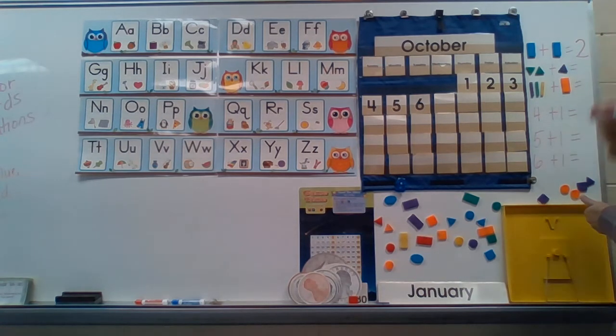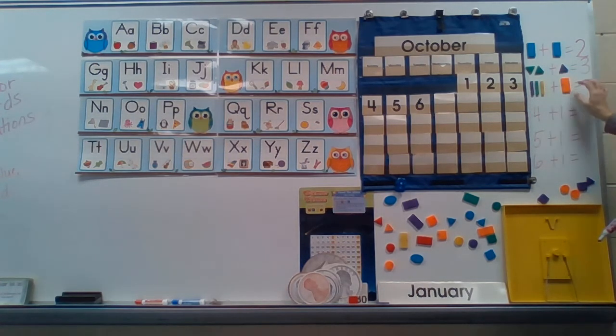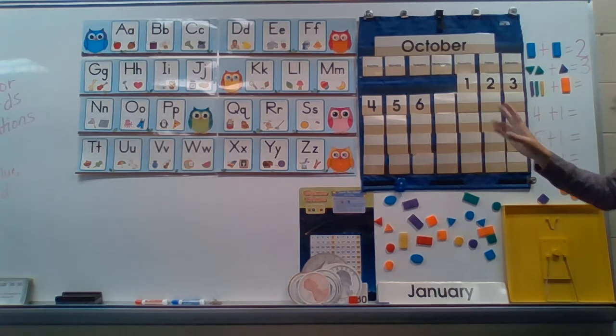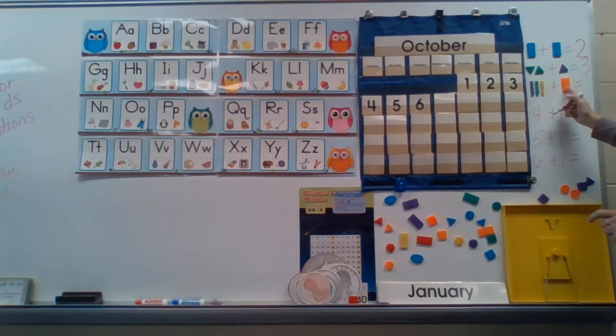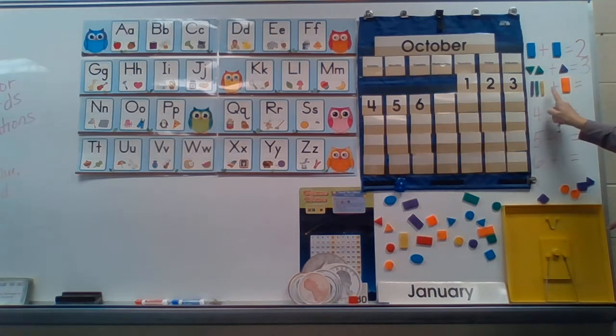If I have one rectangle and I get one more, how many will I have altogether? I'll have 2. Now, if I have 2 triangles and I get another one, how many will I have altogether? Let's see, let's count them up here. 1, 2, 3. I'll have 3 altogether. Now I have 3 little baby rectangles here, and I get a big rectangle. So how many rectangles do I have all together? I have 3 baby ones and 1 big one. So let's count them and see. 1, 2, 3, 4. I'll have 4.